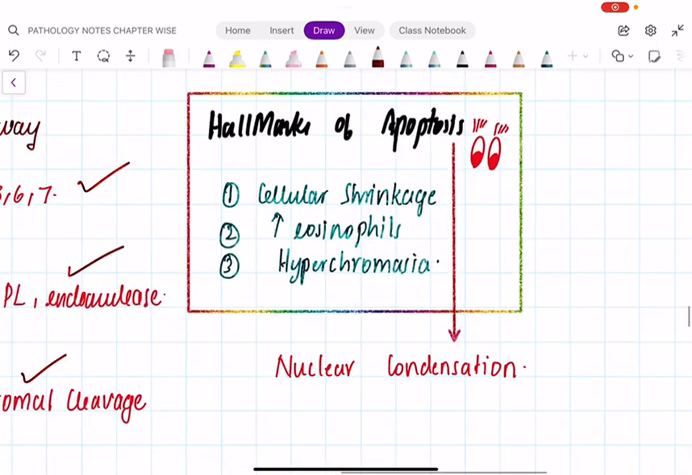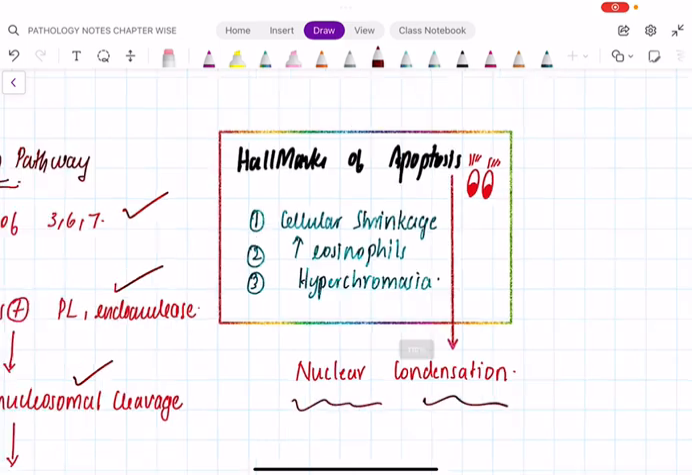What are the hallmarks of apoptosis? Number 1, nuclear condensation, cellular shrinkage, eosinophilia, hyperchromasia. Hyperchromasia means increased density of the nucleus. The chromatin will be appearing so dense or so thick in color. That is more eosinophilia, or the chromatin condensation, which is another terminology for that. It is what I have mentioned here, nuclear condensation. So these are the hallmark features of apoptosis.